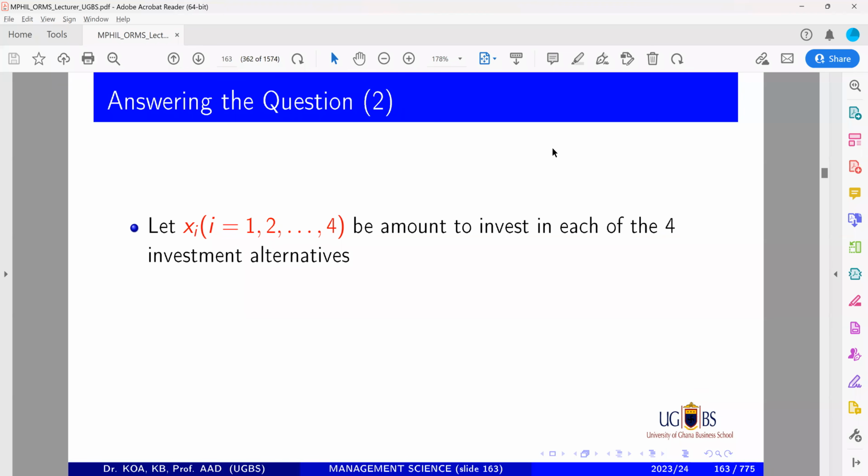Smart students can say that because they are all going to be 1, 2, 3, 4, let me represent each one of them with i and say that let Xi, where i is 1, 2, 3, and 4, be the amount to invest in each of the investment opportunities. That's what a very smart person would do. Once you have the decision variables, you should know the objective function.